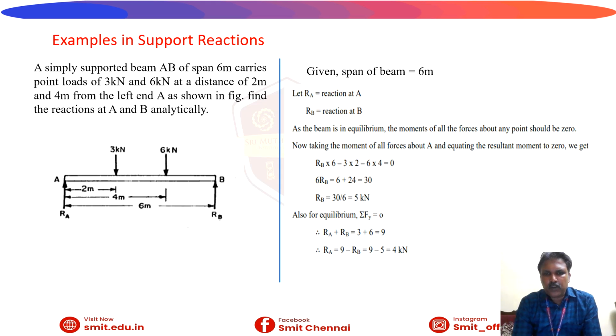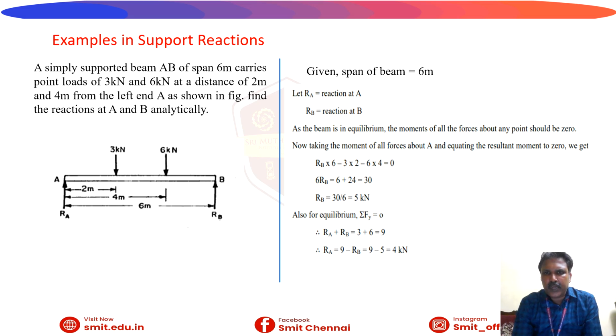So now we will follow some basic examples in this slide. The first example is one simple problem which I took here. A simply supported beam AB of span 6 meters carries point loads of 3 kilonewton and 6 kilonewton at a distance of 2 meters and 4 meters from the left end, as shown in the figure below. Find the reactions at A and B analytically. We can see one diagram. A and B are there. First of all, 3 kilonewton and 6 kilonewton, 2 meters, 4 meters and 6 meters. The span of the beam is given as 6 meters.